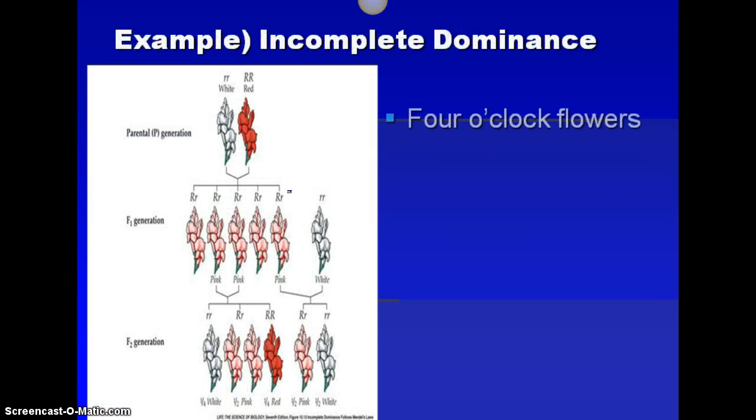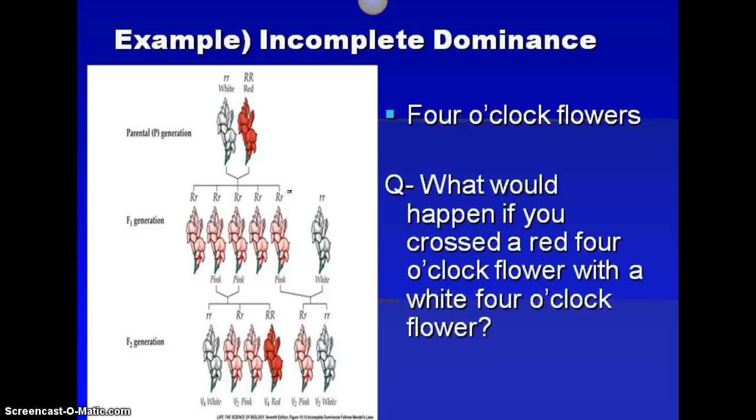Here's our example, four o'clock flowers. If you crossed a red four o'clock flower with a white four o'clock flower, what would you end up with? And notice here, this one is little r, this one's big R. When we cross those, we get big R, little r all the way across. And so we have here all pink flowers in the F1 generation.